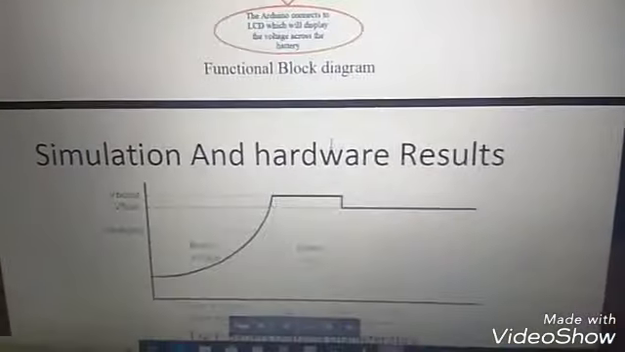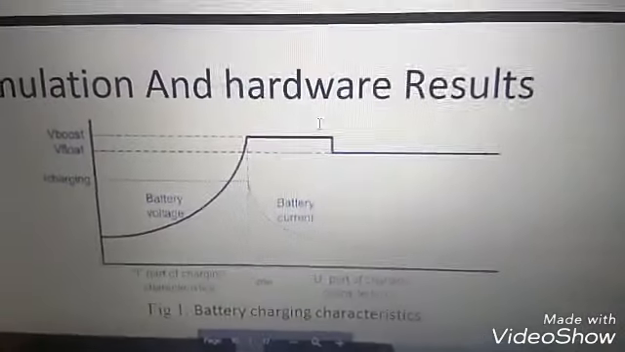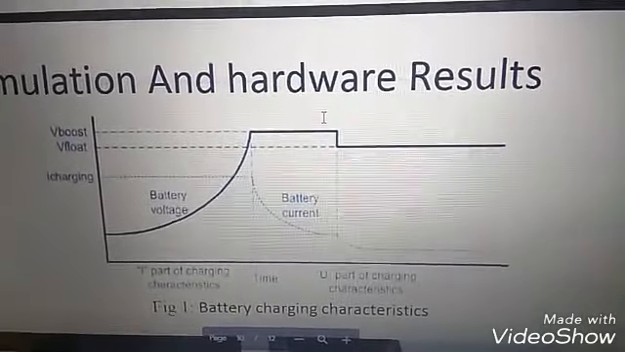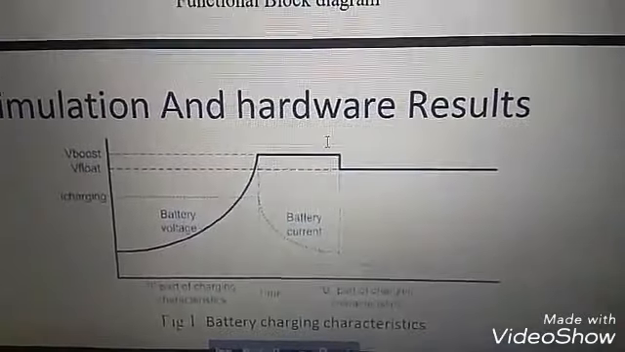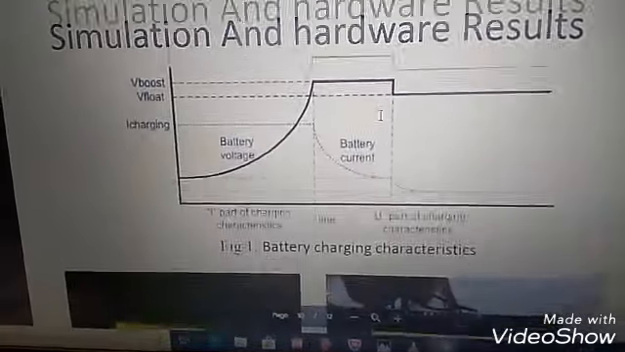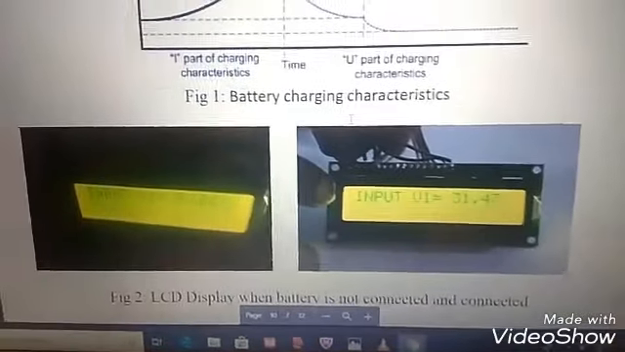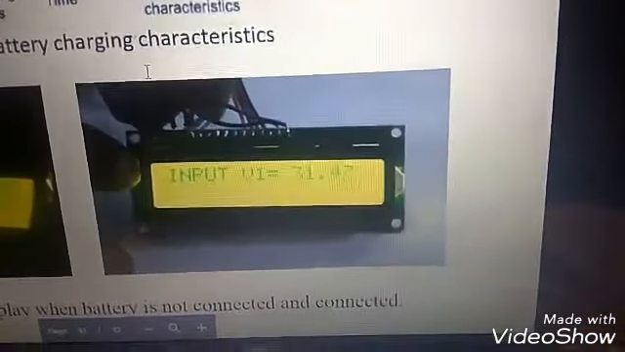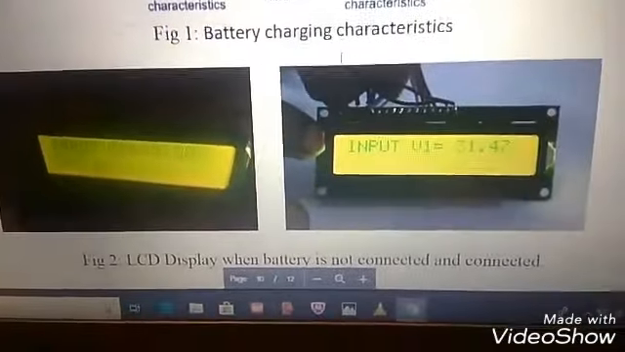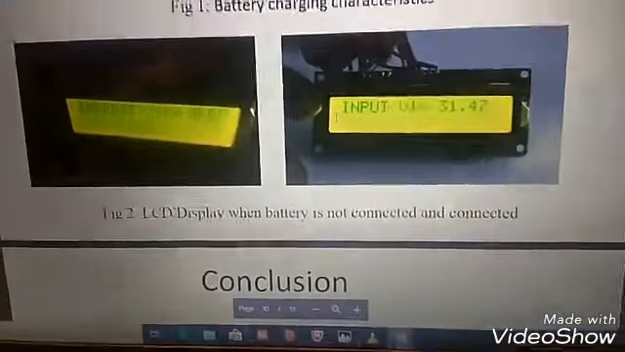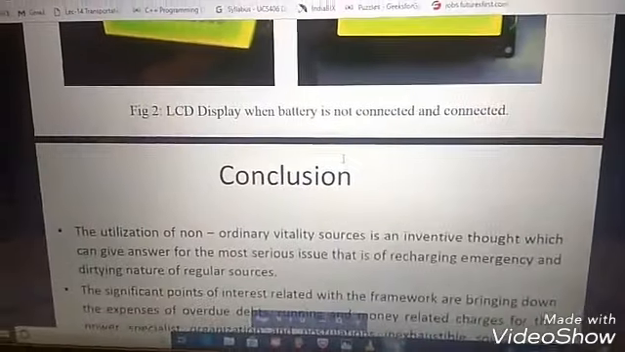And moving on to our next slide, these are the simulations and hardware results. You can see the battery charging characteristics, battery voltage, and battery current. These are the outputs on the LCD panel that we have obtained. So finally, the conclusion.